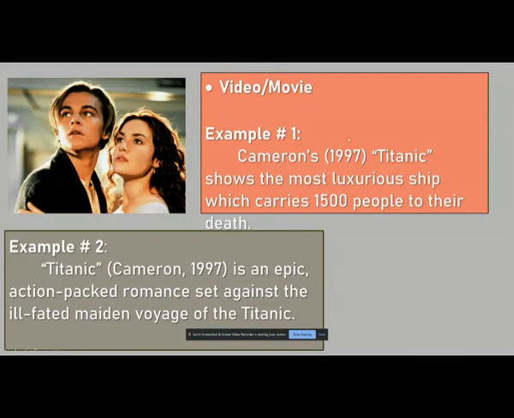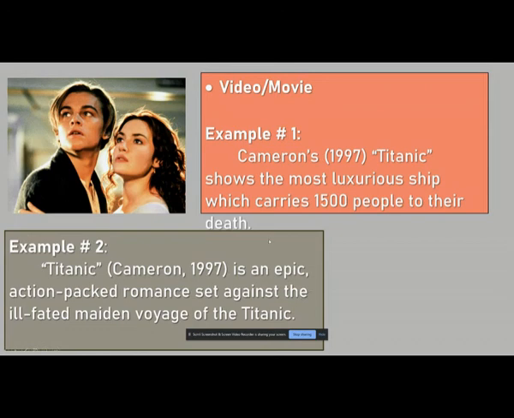Now, in using videos, you can use the director's last name, and then the year when it was produced, and then the title of the movie. Or you can use the title of the movie, close parenthesis, last name, comma, followed by the year when it was played in the theater, or it was released to the public.